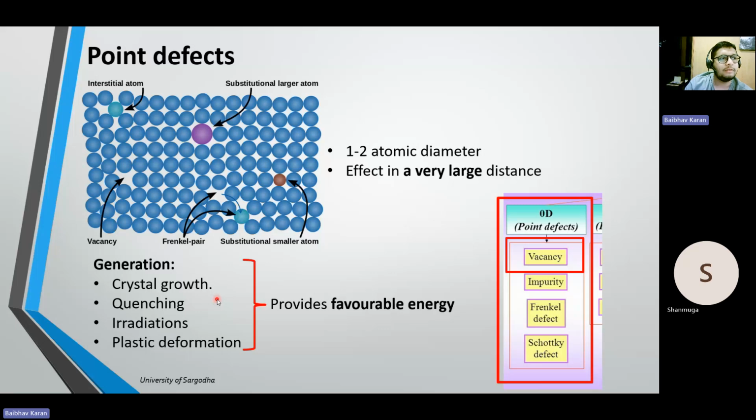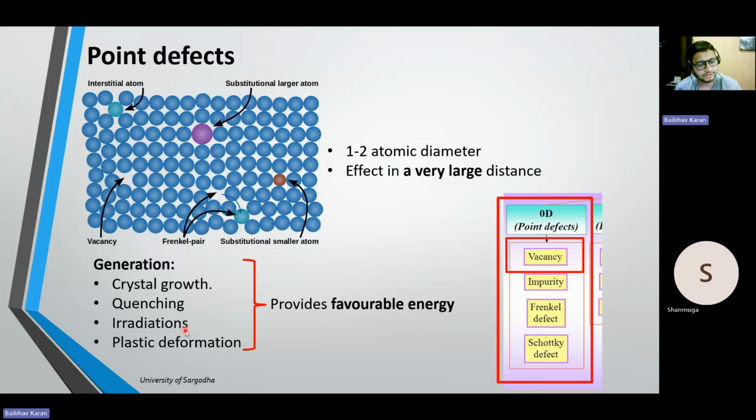Quenching means cooling the sample very rapidly, at a very high cooling rate. Then irradiations means we are irradiating materials with different rays. Then finally, plastic deformations. These are all techniques that provide the favorable energy to overcome the activation energy to form these point defects.